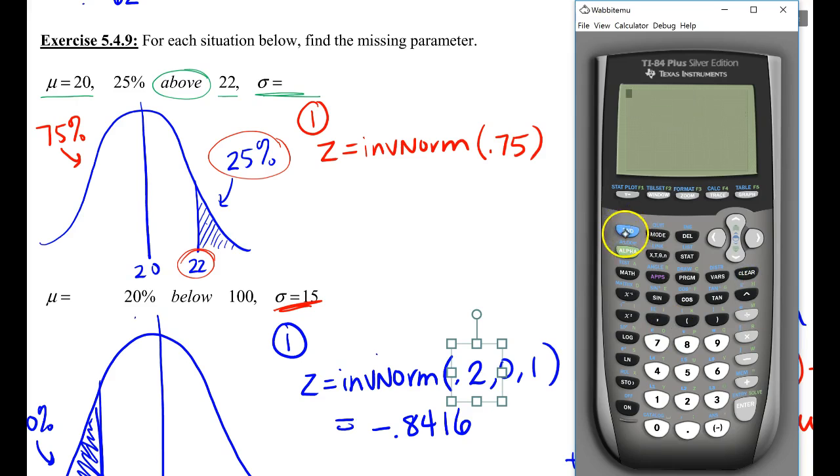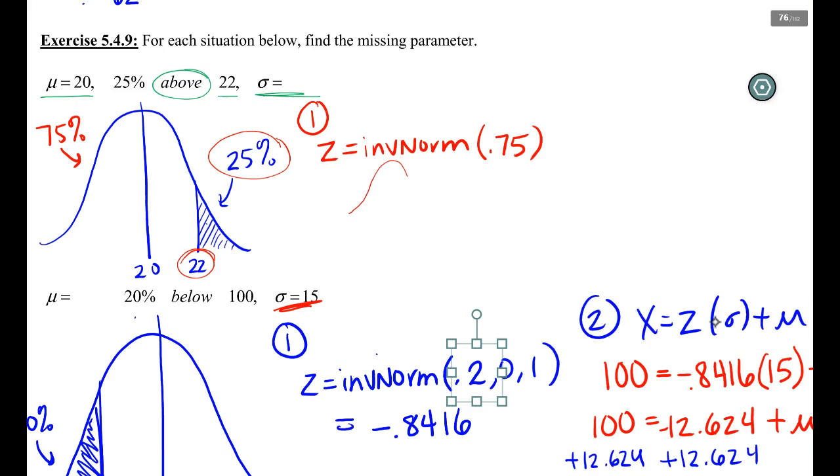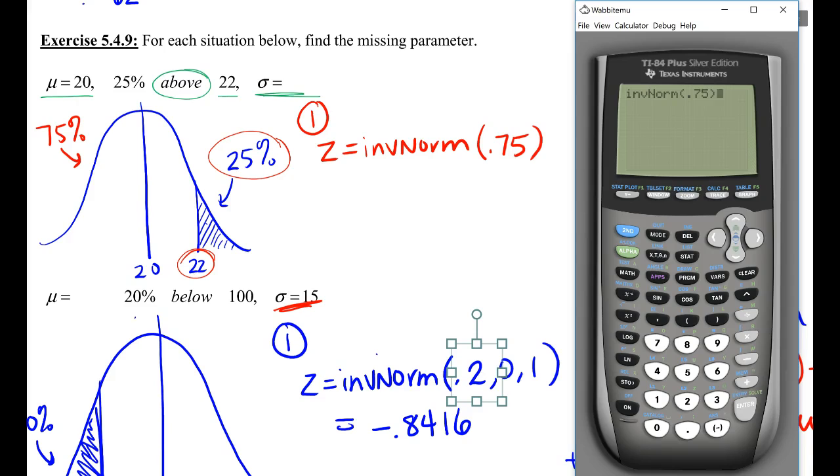If we're going to pull up our calculator and do our inverse norm, we can just type in 0.75 if we have the older calculator. If we have a newer calculator, remember the mean and standard deviation for a z-score are 0 and 1. So that's what you'd be typing in for your mean and your standard deviation. Since I turned off my stats wizard, I have it easy. I can see that my z-score is a positive 0.6745.